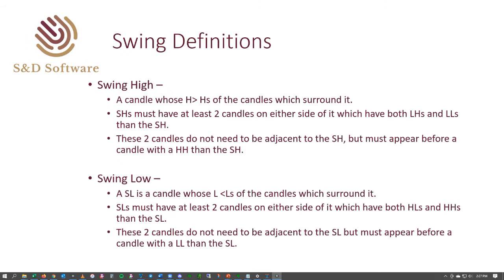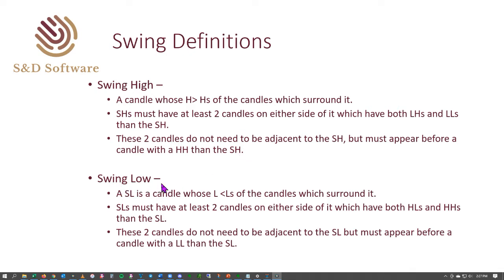Let's talk about the definition of a swing. A swing high is a candle whose high is greater than the highs of the candles which surround it. Swing highs must have at least two candles on either side of it that have both lower highs and lower lows than the swing high. These two candles do not have to be adjacent to the swing high, but they must appear before a candle with a higher high than the swing high.